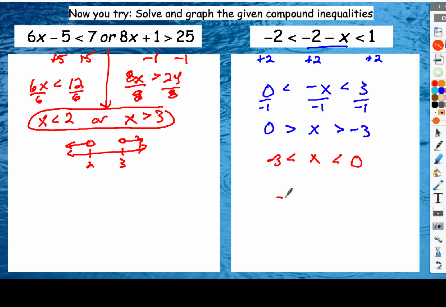What that helps me do, though, is take a look at my graph. -3 and 0. No equal signs, so open circles. And again, x is greater than the -3, but at the same time, less than the 0.